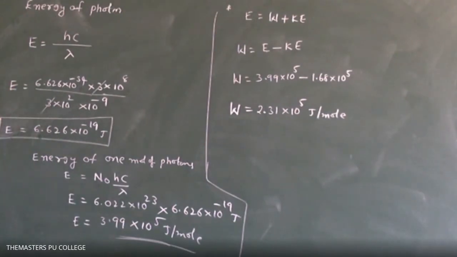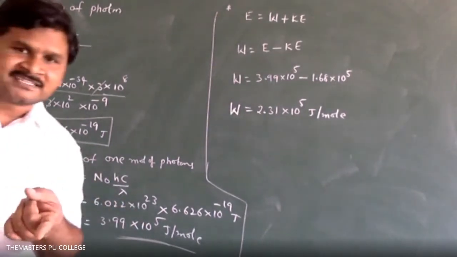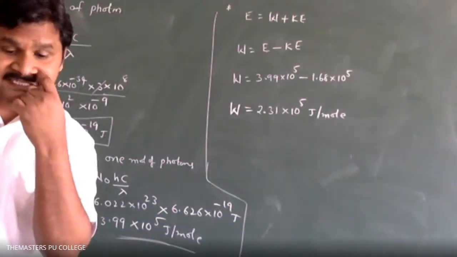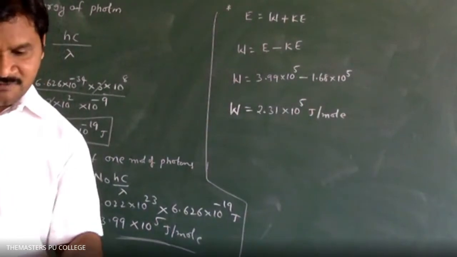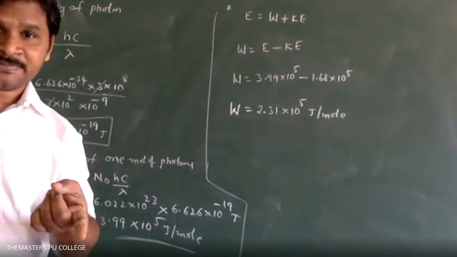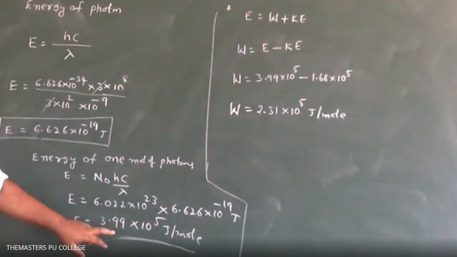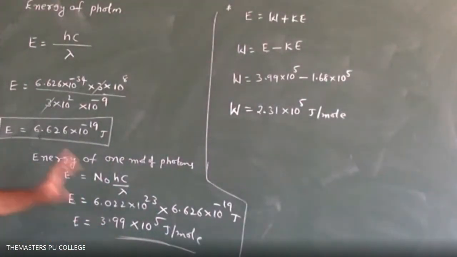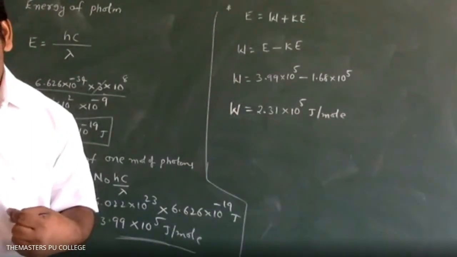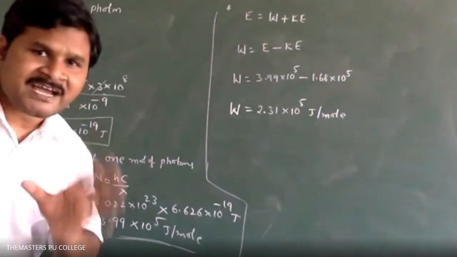For 1 mole of photons, we have to multiply the given E by the Avogadro number. Yesterday we did this type of problem: calculate the energy of 1 mole of photons of radiation whose frequency is 5 into 10 power 14. Here we got the energy of 1 mole of photons. Next, our aim is to calculate the minimum energy needed to remove an electron, W.